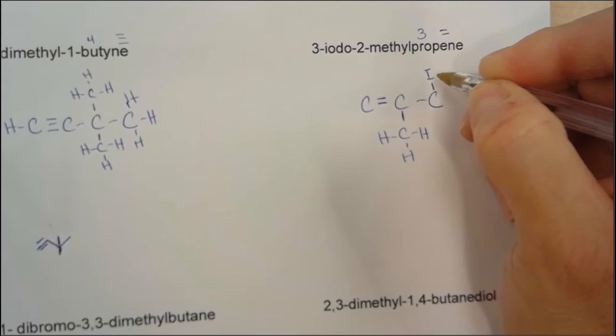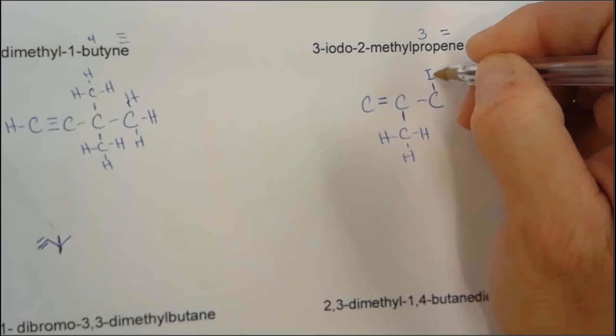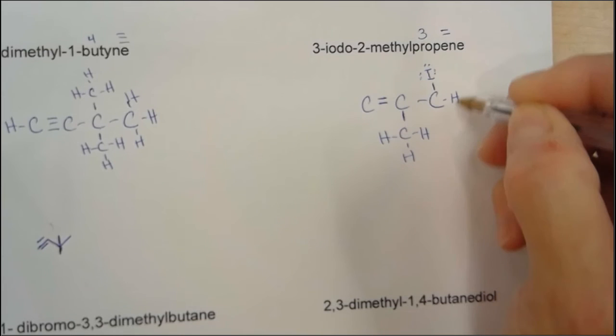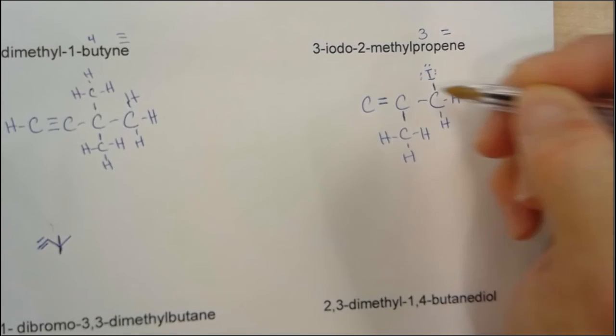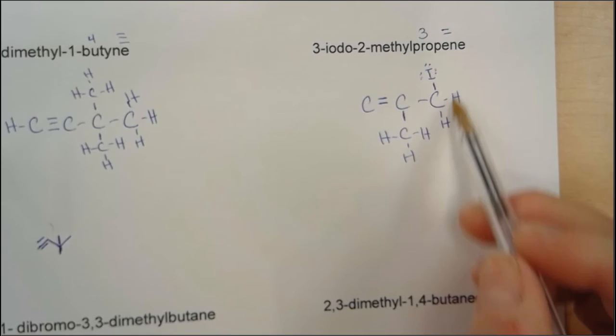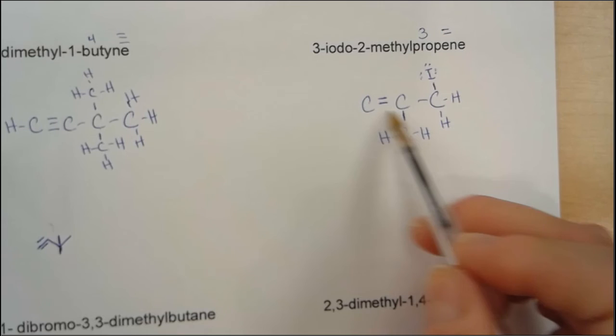If I wanted to go on and put on lone pairs, I could. I haven't been doing that on the rest of the compounds. It is fine if you do it. It's okay for me right now if you don't. Notice we now have 4 bonds around carbon. We have 1, 2, 3, 4 around this carbon. We need 2 more, so we fill it in with the hydrogen.